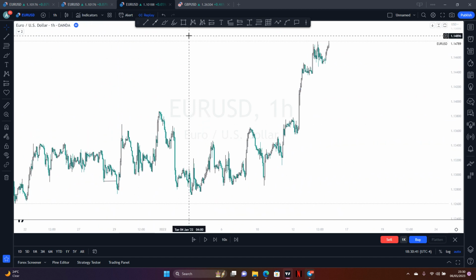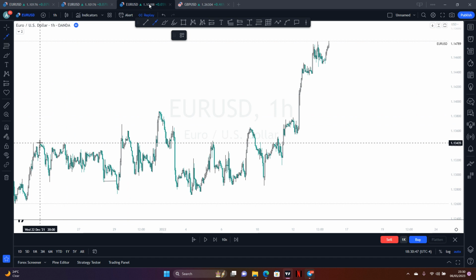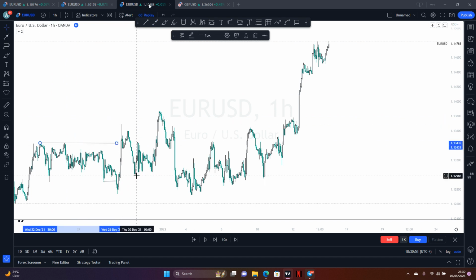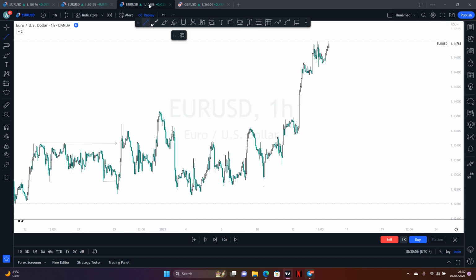Sorry, break structure. I'll use an arrow. Break structure to the upside, and then price comes back here. Now notice something. Sorry, this low right here produced a break of structure.